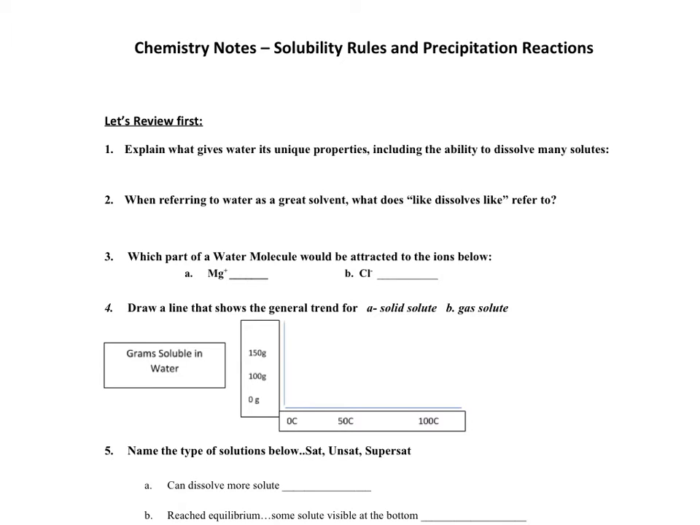So number 1 says explain what gives water its unique properties, including the ability to dissolve many solutes. So water is a polar molecule. Oxygen is more electronegative than hydrogen, therefore it pulls the electrons more to this side of the molecule, making this side slightly negative, this side slightly positive, making it a polar compound.